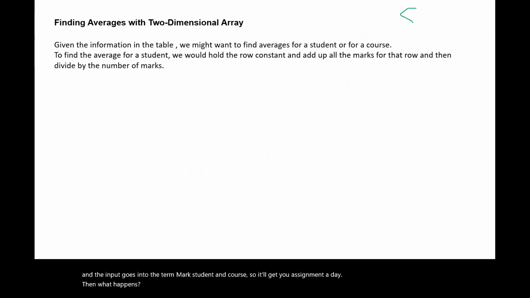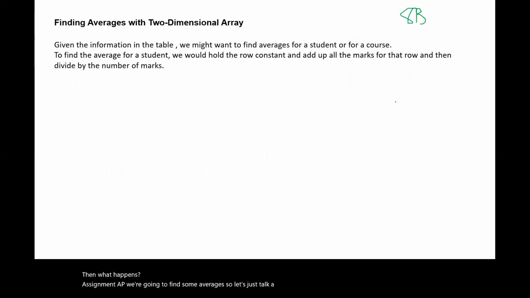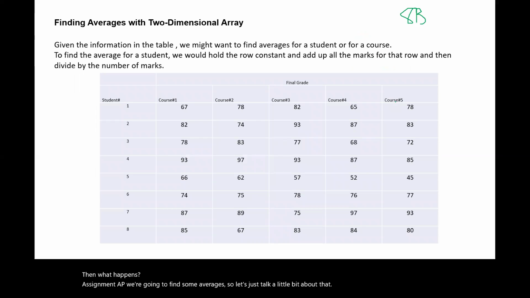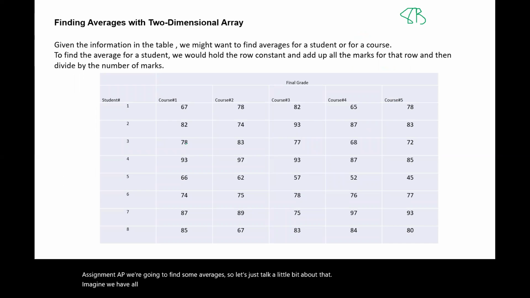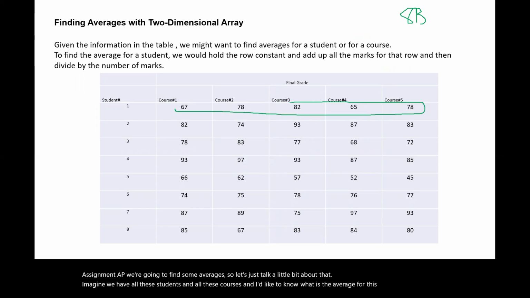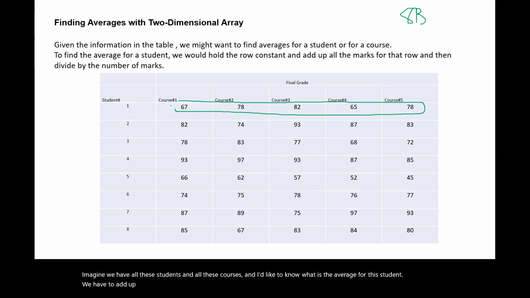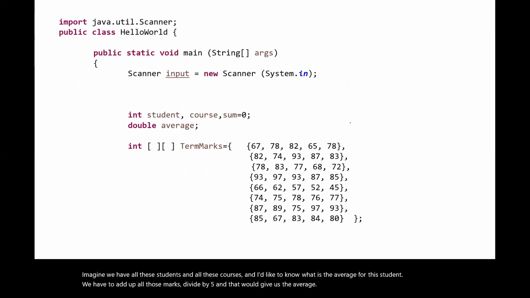Assignment 8B, we're going to find some averages. So let's just talk a little bit about that. Imagine we have all these students and all these courses, and I'd like to know what is the average for this student. We'd have to add up all those marks, divide by 5, and that would give us the average. Okay, what would the code look like? We'd have all the information in an array.